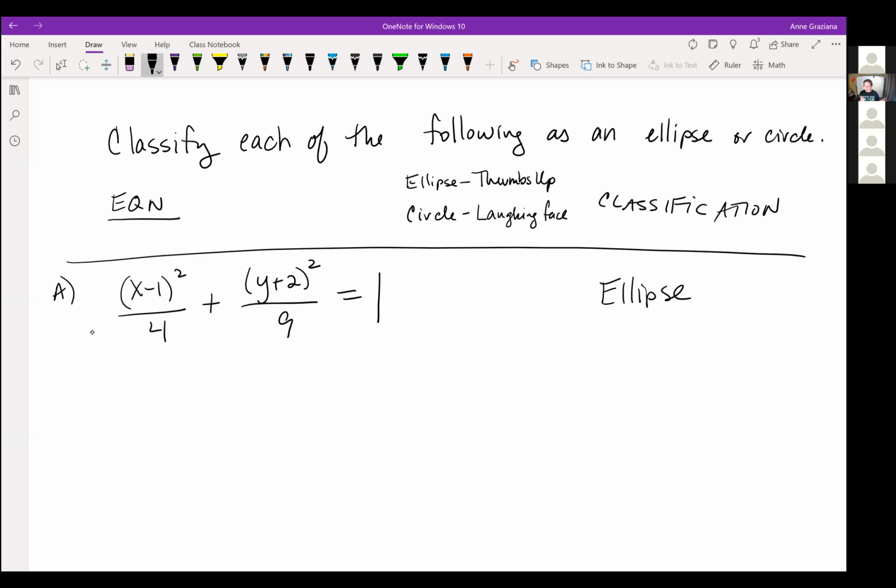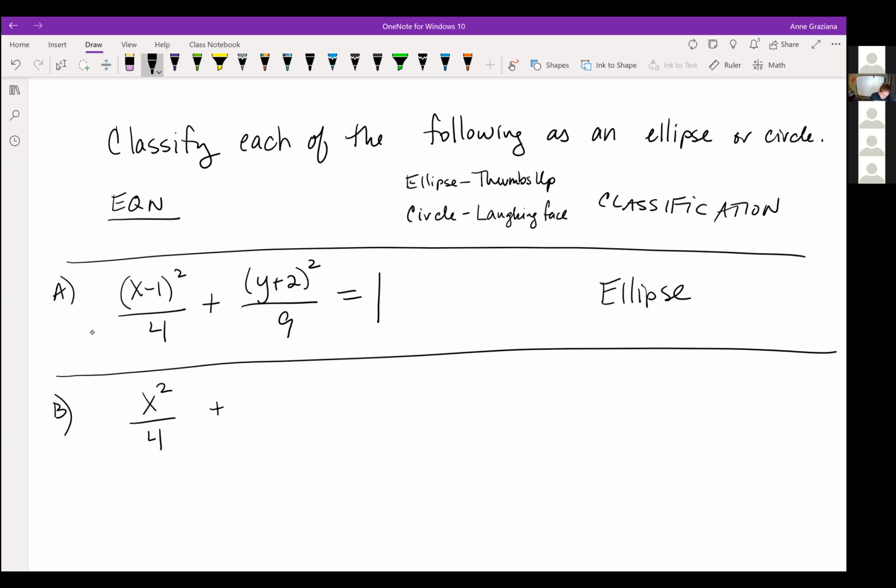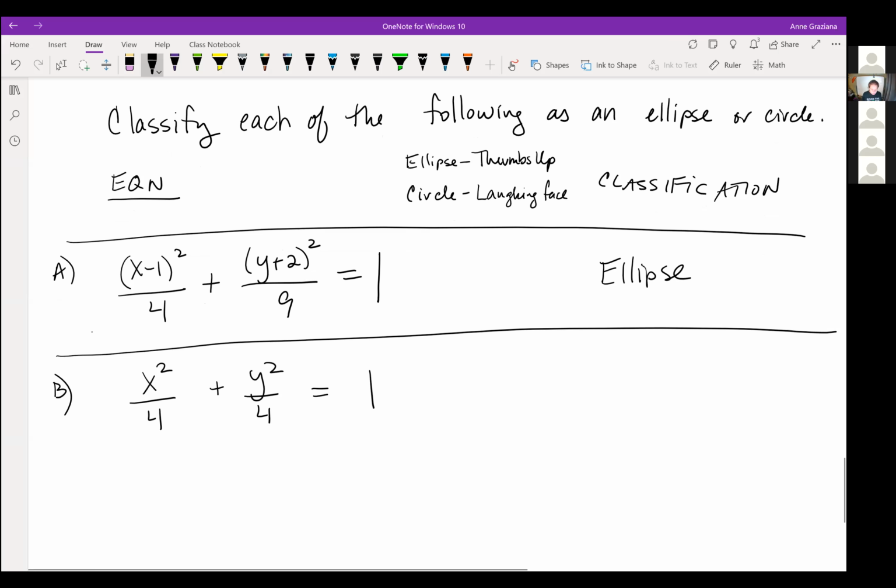It has the A and B different. It's in the right format. It's equal to 1. It's all good. Okay. So here's another one. B. x squared over 4 plus y squared over 4 equal to 1. Circle or ellipse?